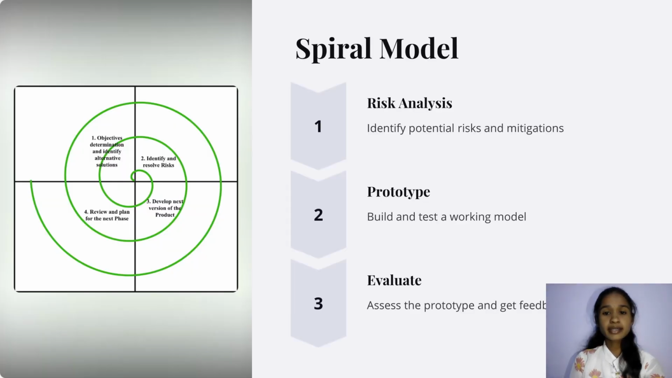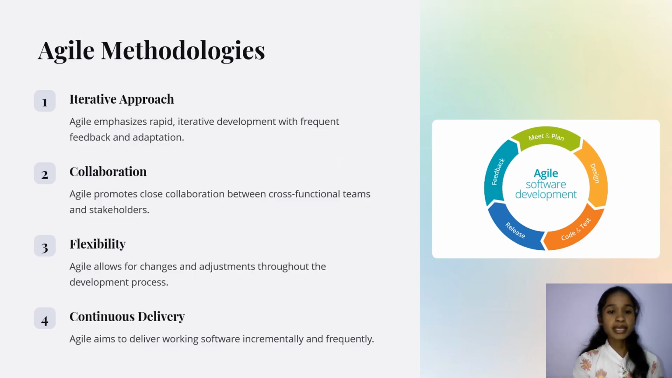Next, spiral model. Risk analysis: identify potential risks and mitigations. Prototype: build and test a working model. Evaluate: assess the prototype and get feedback.